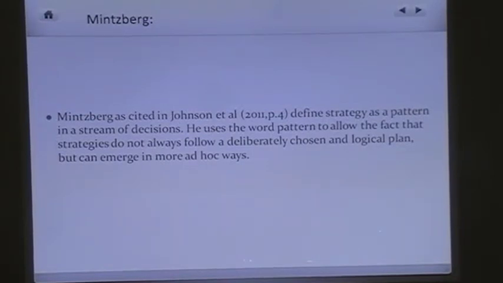He uses the word pattern to allow for the fact that strategies do not always follow a set chosen path or a logical plan, but they emerge in a more ad hoc way. And he believes that sometimes when you design a strategic plan, you are not always able to go as per that plan, but you have to let some of the building blocks of those plans work in a non-logical or non-chronological order to ensure that the strategy is successful.